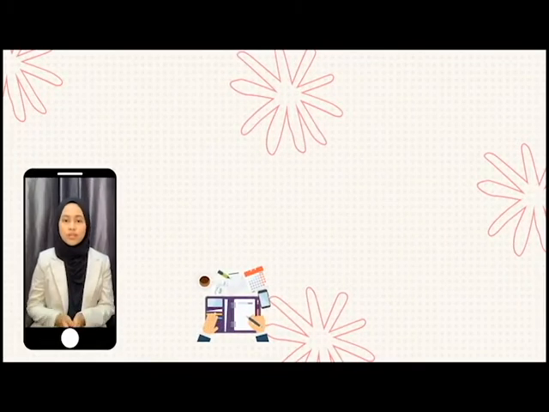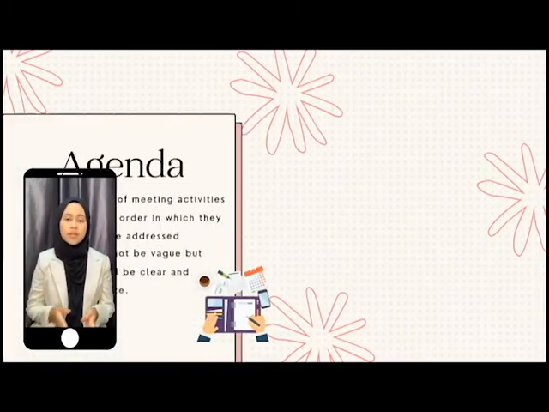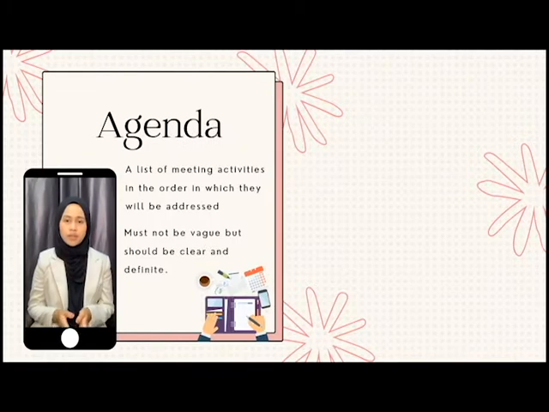To proceed at the meeting, we must have an agenda. An agenda is a list of meeting activities in the order in which they will be addressed, beginning with the call to order and ending with the adjournment. It usually comprises one or more specific business matters to be discussed. The agenda must not be vague but should be clear and definite.